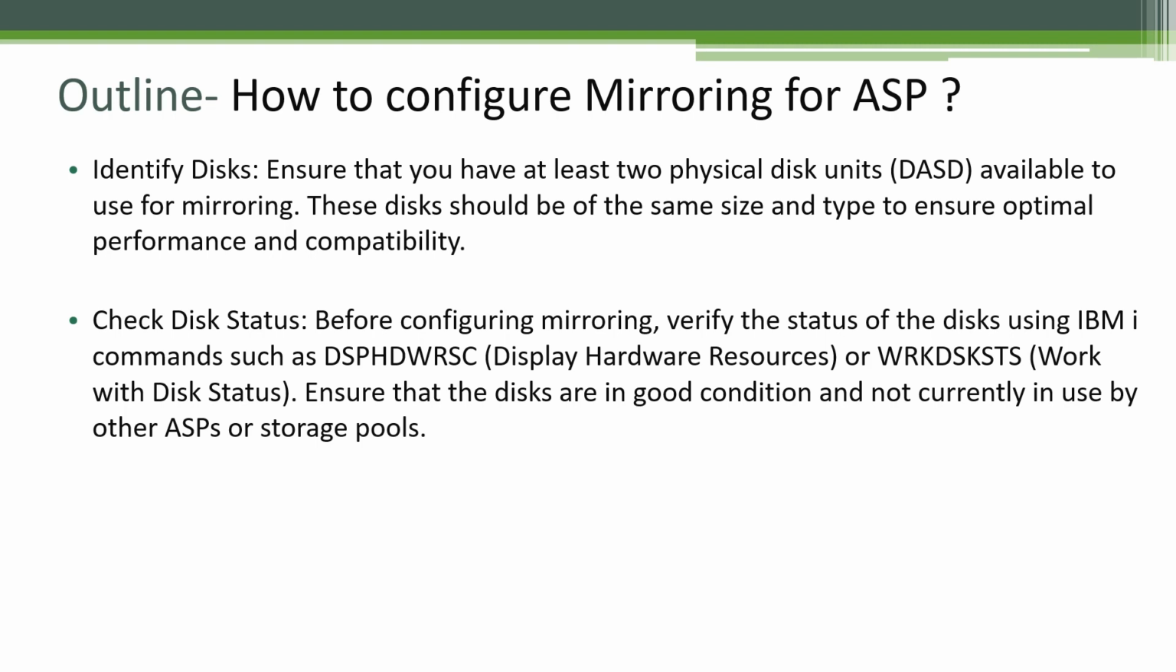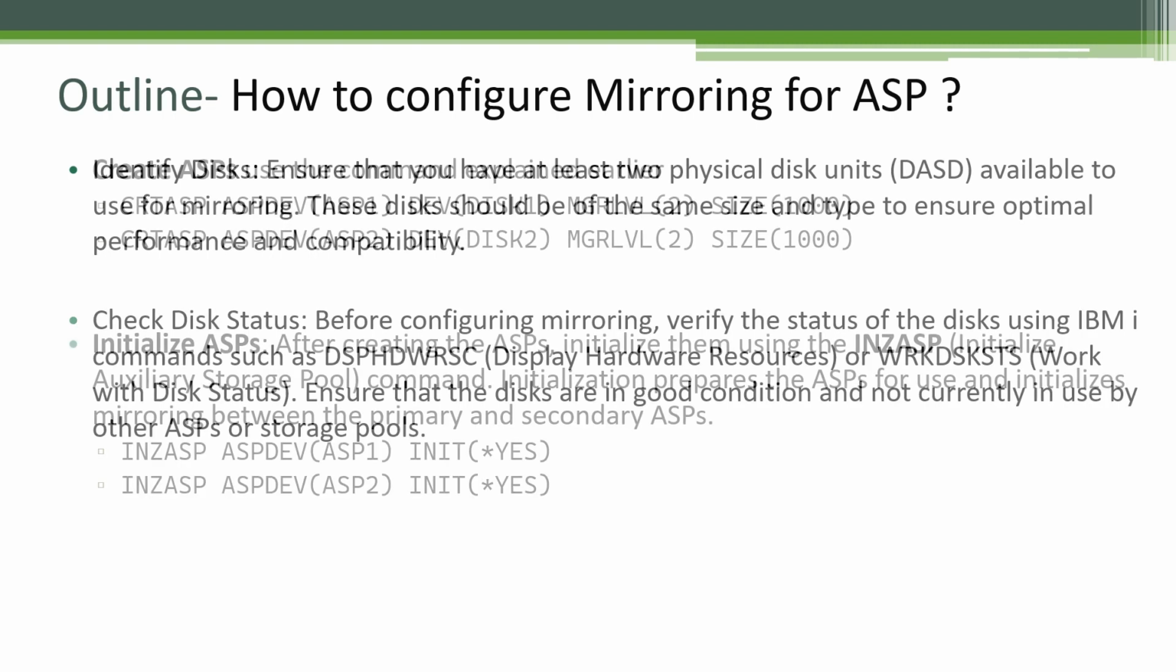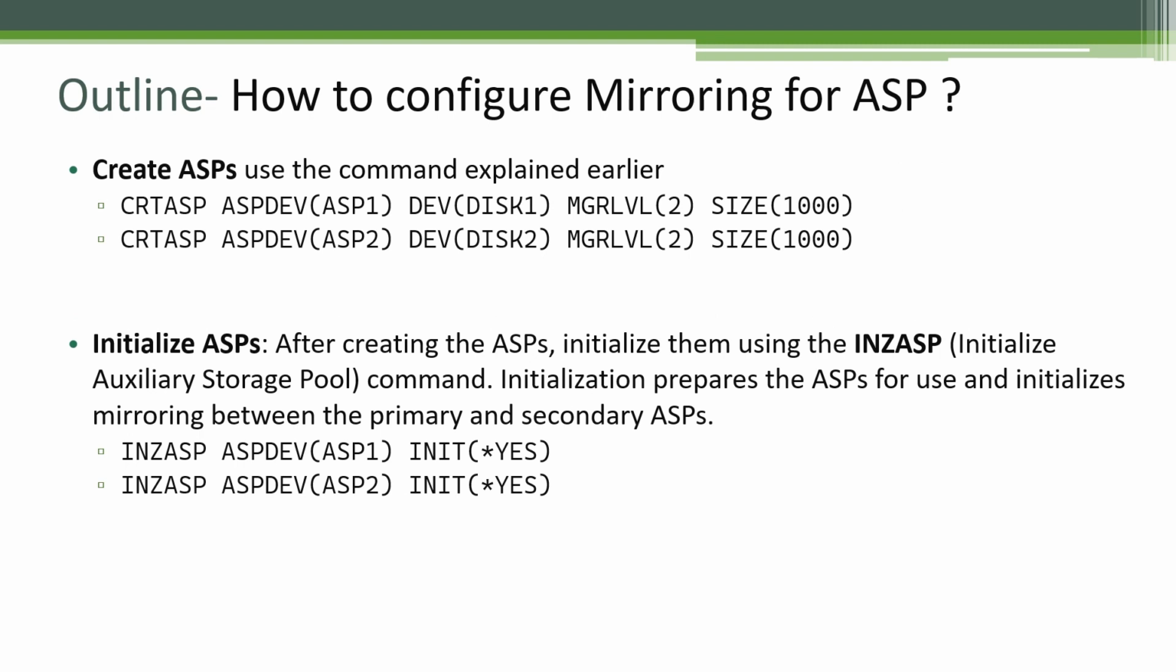How to configure mirroring for ASP. Configuring mirroring for an auxiliary storage pool (ASP) on IBM Power Systems running IBM i involves several steps. Mirroring provides redundancy and data protection by replicating data across multiple disks. Here's an overview of how to configure mirroring for an ASP.